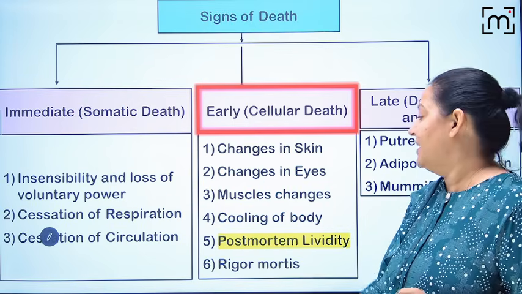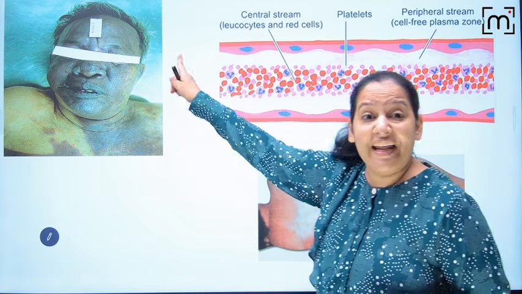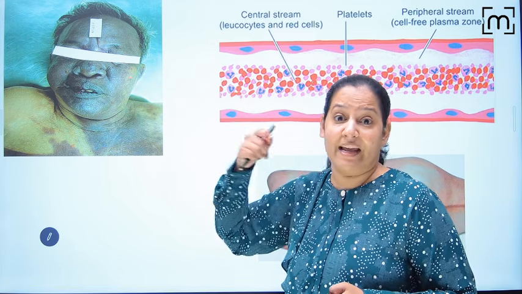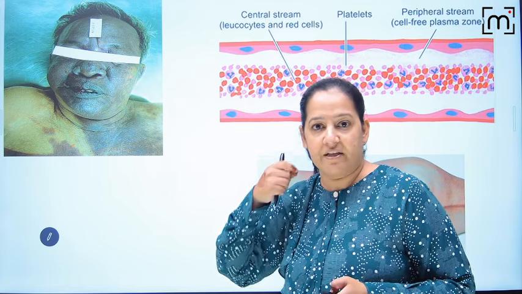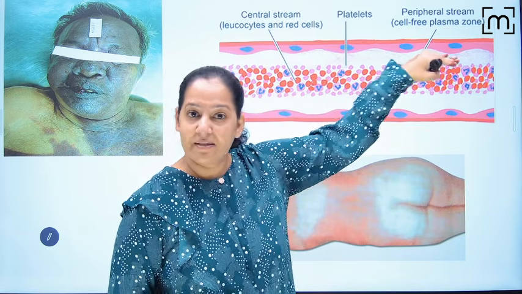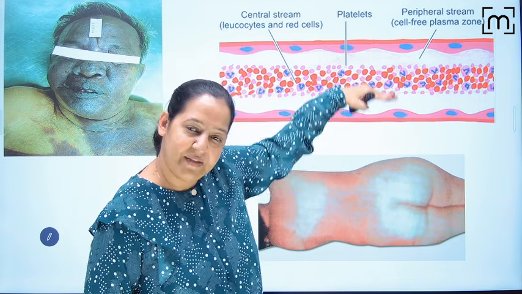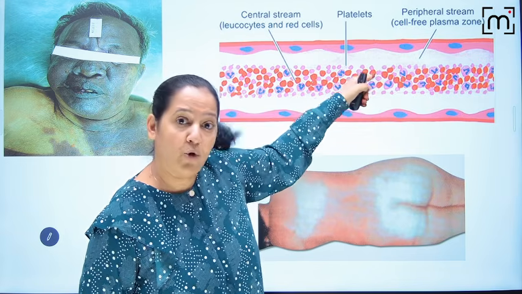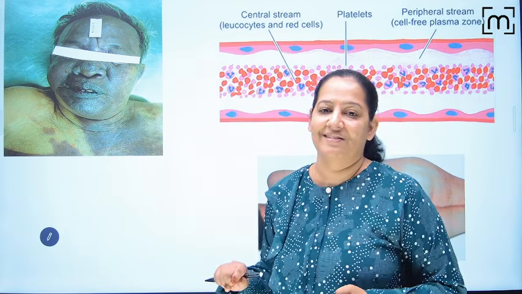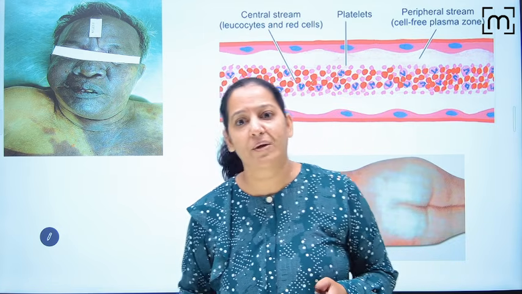Yesterday I taught you. Then postmortem lividity. What is postmortem lividity? Staining of the dead body. The dead body starts staining a few hours after the death, maybe 1 to 2 hours. Okay, why does it happen? Because as soon as the death occurs, circulation stops and the blood sinks due to gravity. RBC, WBC, everything sinks, and the hemoglobin of the RBC is giving this color. The reduced hemoglobin is giving this color. That is known as lividity. Okay, postmortem lividity, also known as hypostasis.